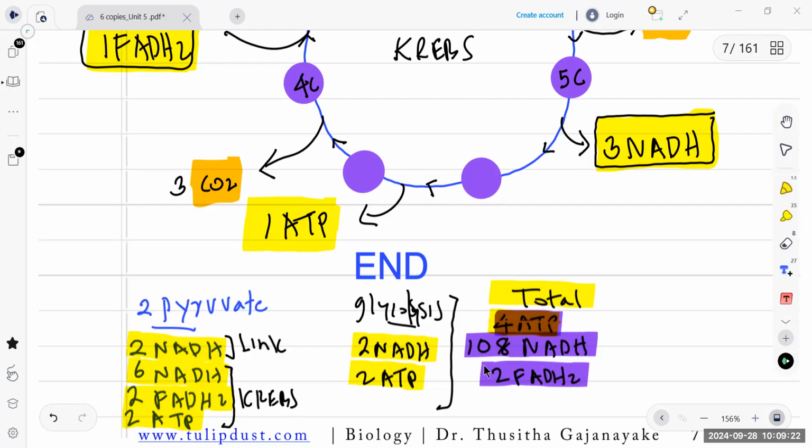Okay, can you also summarize this, the whole energy molecules produced in the total oxidation of a glucose molecule?